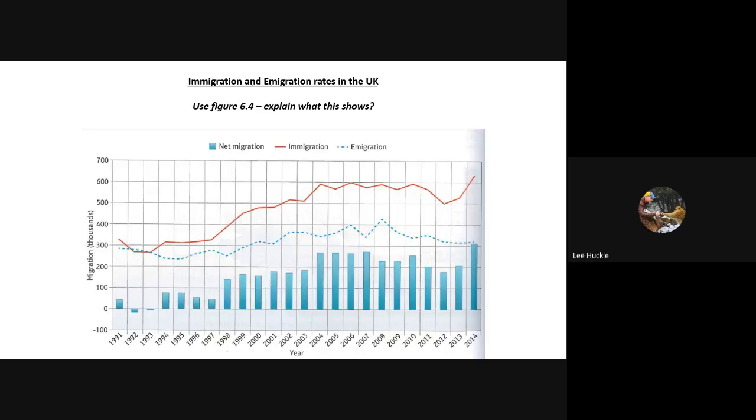Now, if you look at the net migration to begin with, the bars, you can see there has been, over time, the general trend is a gradual increase in net migration to the UK from 1991 to 2014. But there have been periods of time where there's been a reduction in that net migration, an increase in that net migration, and there's many, many factors we would have explored to answer that.